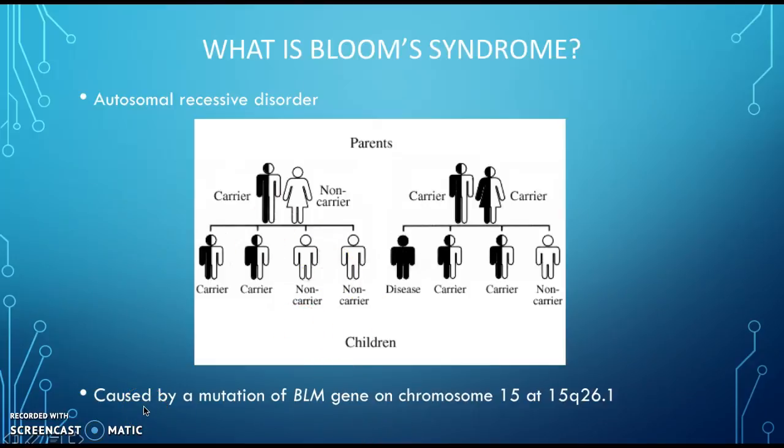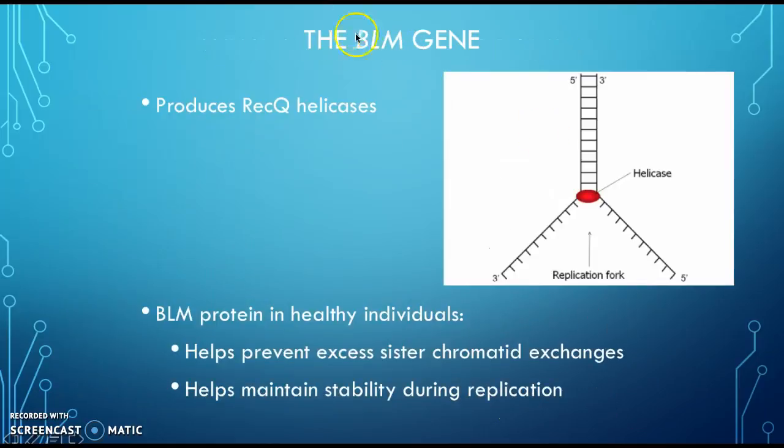Bloom syndrome is caused by a mutation of the BLM gene on chromosome 15 at 15q26.1. The BLM gene produces RECQ helicases, and remember, helicases are responsible for unwinding double-stranded DNA. You can see here double-stranded DNA, and this helicase is coming along, unzipping the double strands, creating this replication fork so that transcription can occur inside here. The BLM gene also codes for the BLM protein, which in healthy individuals prevents excess sister chromatid exchanges, which we'll talk about, and helps maintain stability during replication, which we'll get to later.